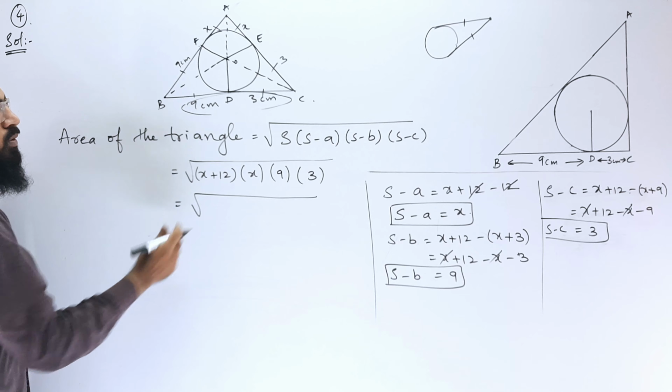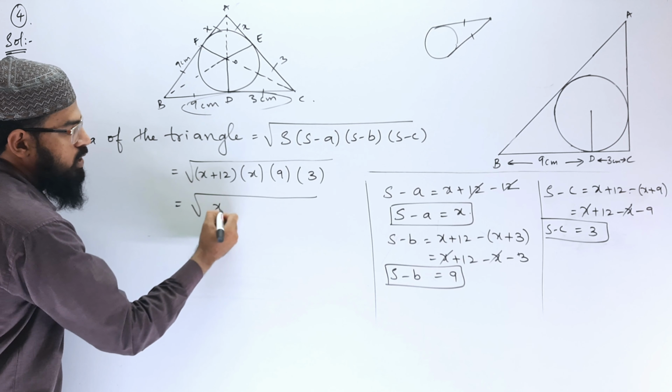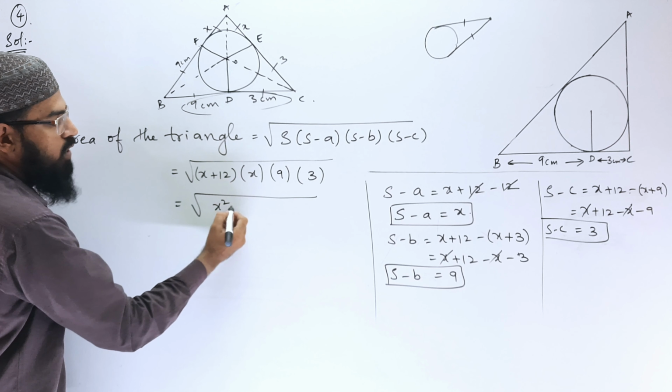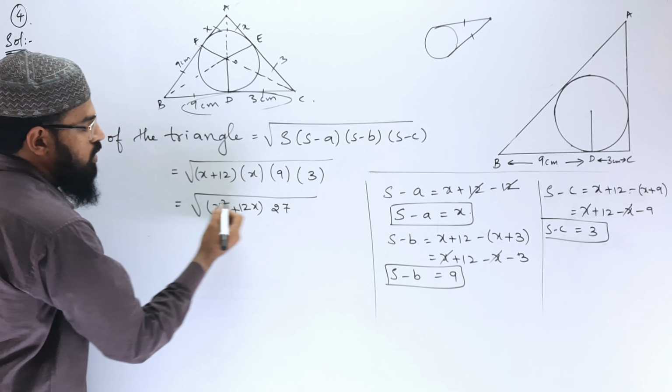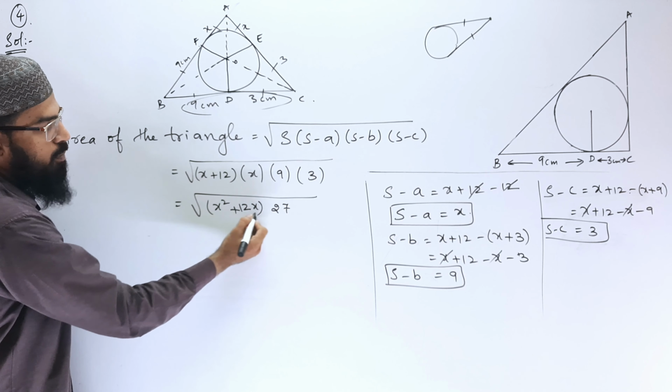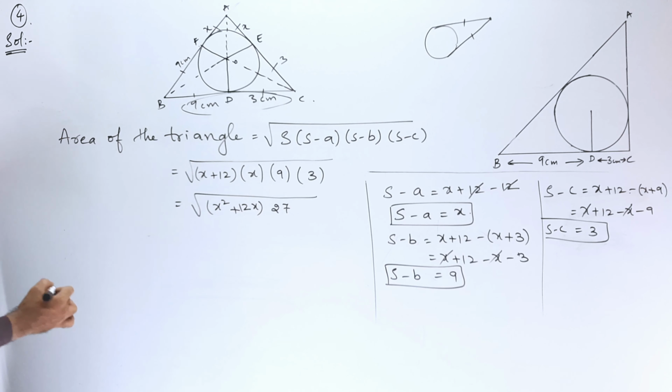Under root of x into x, x square, x into 12, 12x, 3 nines are 27. So we can write 27 in front of this x square plus 12x. This is the area of the triangle ABC. So this is our first equation.